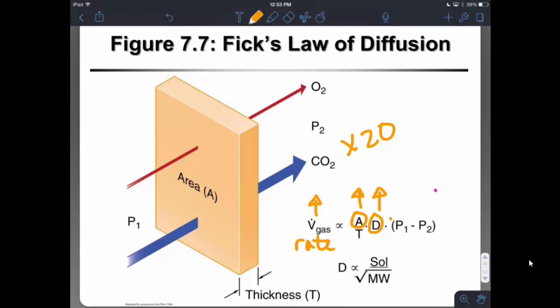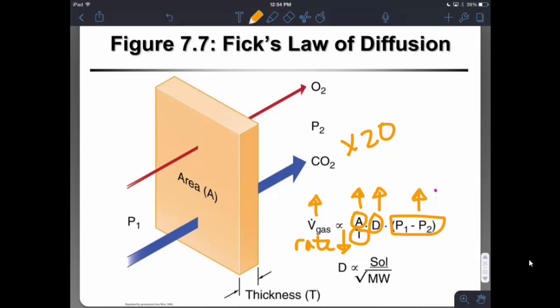And you've also got the pressure gradient. With a bigger pressure gradient, you're going to diffuse faster. And then the fourth factor is tissue thickness, and because it is on the bottom of this formula, it's inversely related to rate. Okay, so in order to increase rate, we would need less thickness.